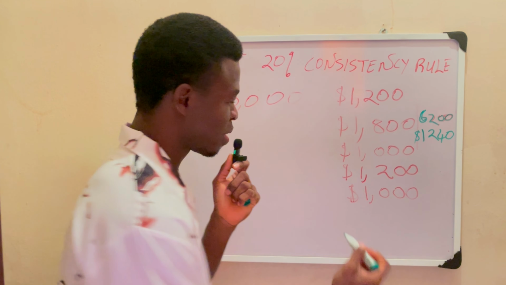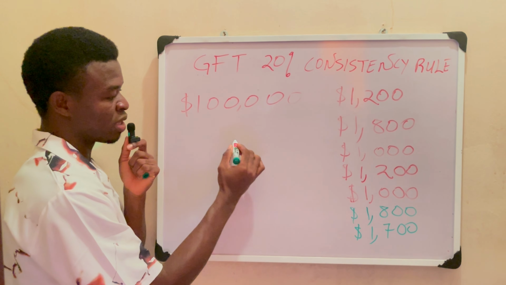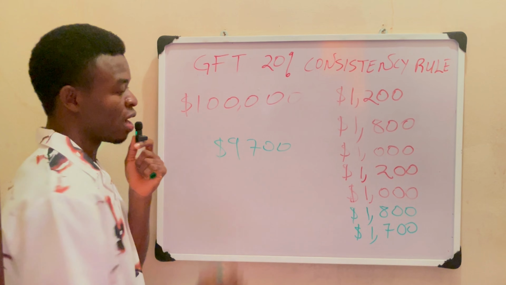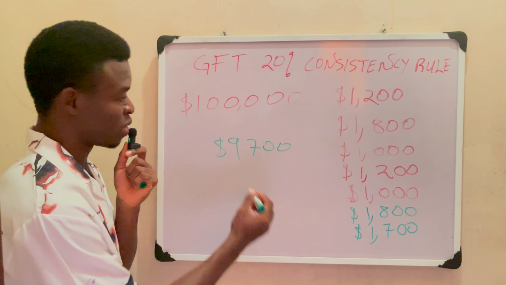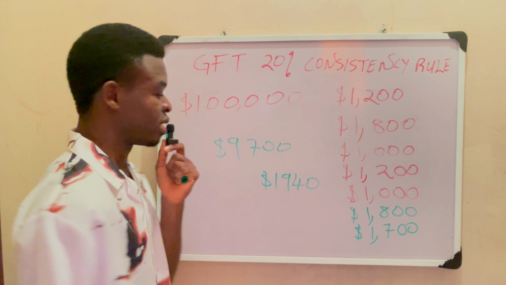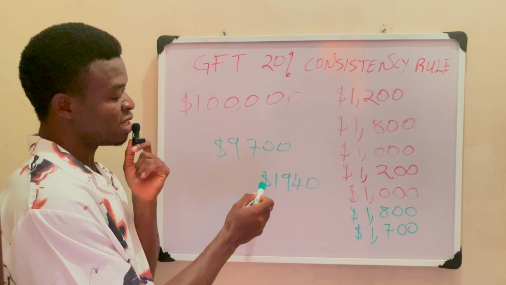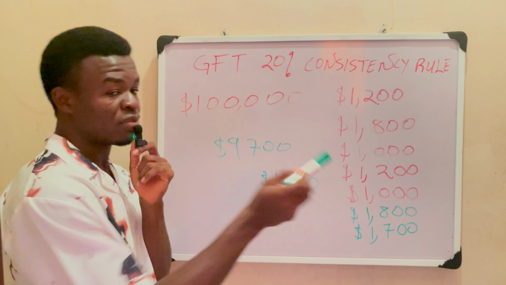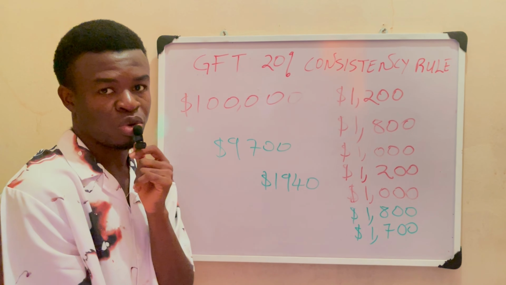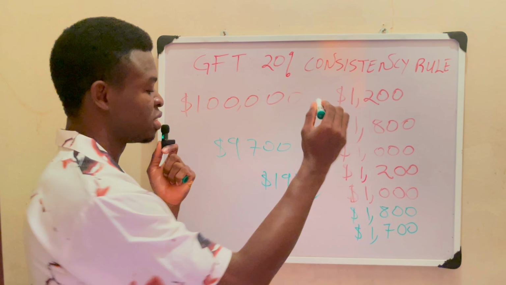Now let's quickly summarize this. Now let us do the calculations. If you add everything here, you should be getting around $9,700. Now, 20% of this $9,700 is $1,940. Now, the question is, if you want to withdraw this $9,700, is there any trade that is above $1,940 from all the profits you have made? And the answer is no. Are you getting me? That means you have finally passed the consistency rule.